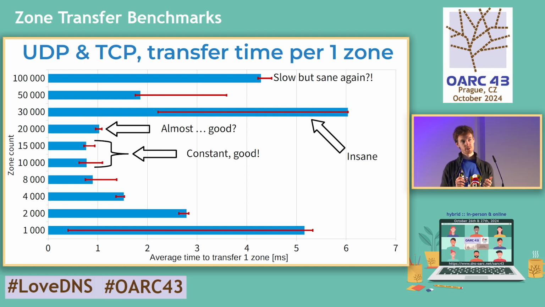And what's even worse is the red stripe, which indicates the error bars between the minimum and maximum time it took to start a secondary. And that's just insane. There's no other word to describe it. So what is going on? Quite obviously, the 30,000 zones, for some reason, is a magical number, and it's the slowest of them all, so we will focus on that one.